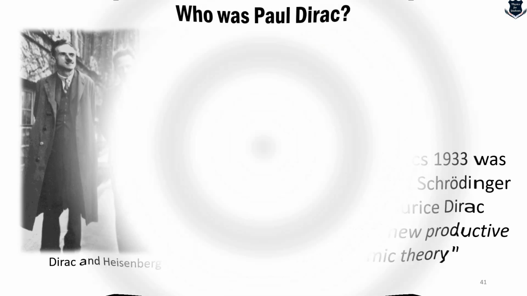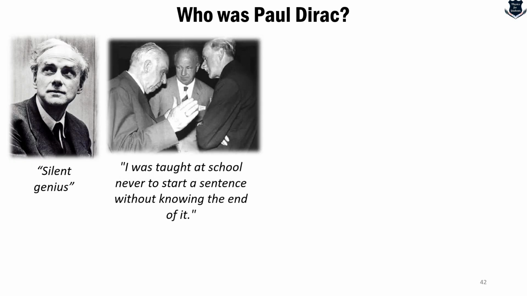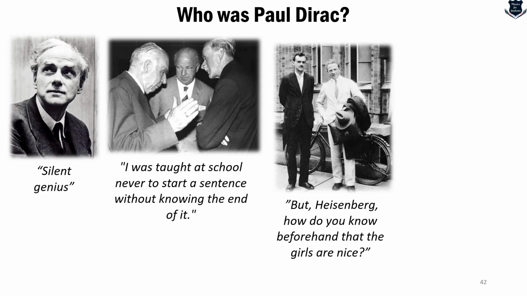We see that Paul Dirac had a strange kind of character, and this made him even more popular. Dirac was known among his colleagues for his precise and taciturn nature, and his colleagues called him a silent genius, and even named a unit, called the Dirac unit, which was 1 word per hour. When Niels Bohr complained that he did not know how to finish a sentence in a scientific article he was writing, Dirac replied, "I was taught at school never to start a sentence without knowing the end of it."